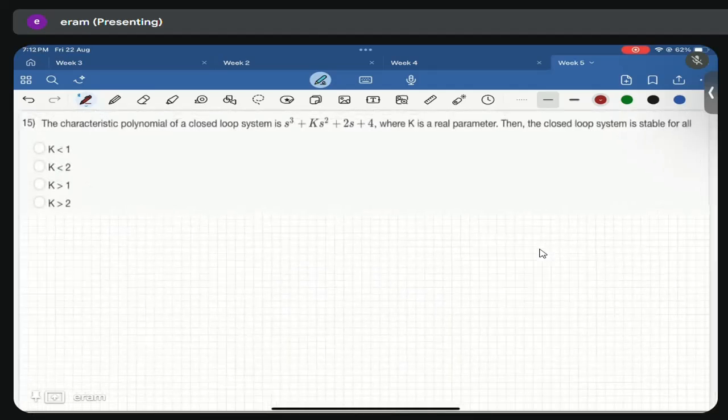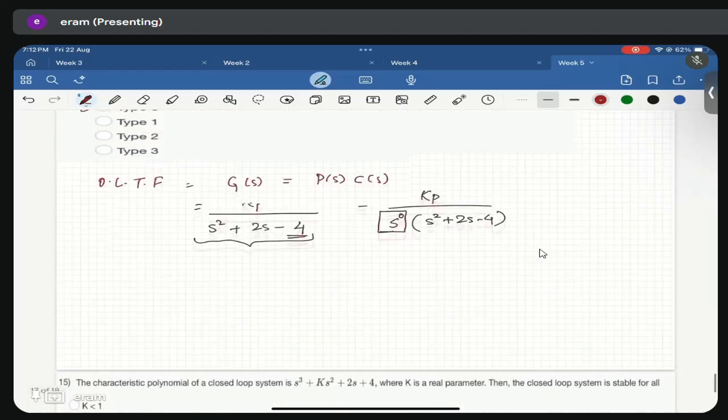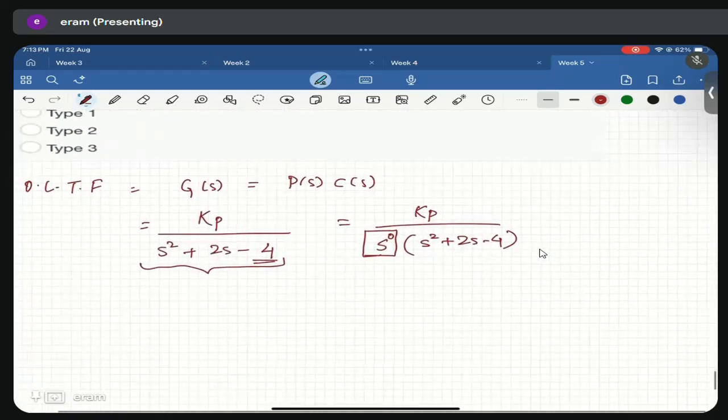For a closed loop system, the characteristic polynomial is given as s cube plus k s square plus 2s plus 4. The closed loop system is stable for, excuse me, ma'am, the previous question I didn't get it. This one.